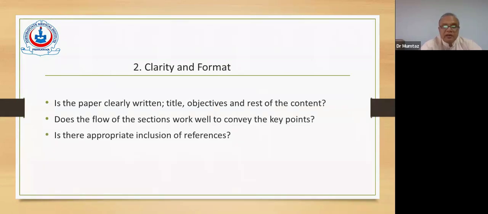After the significance or novelty, we see the clarity in format. The format you might have seen in the guidelines and the policies, what format the journal adopts or instructs the authors to write in a particular format. So this is very important for authors, especially before publishing in a journal, they should see the prescribed format of the journal in which they are required to submit the article. Is the paper clearly written?